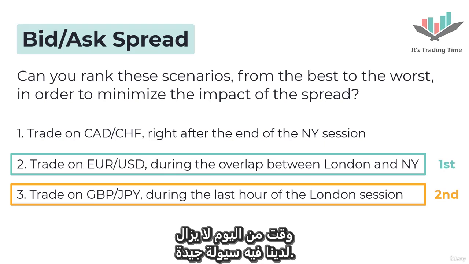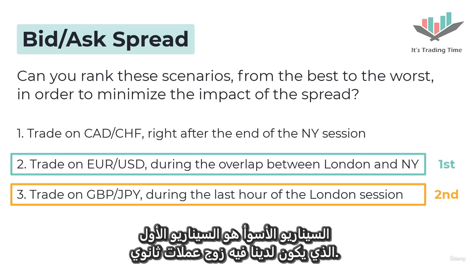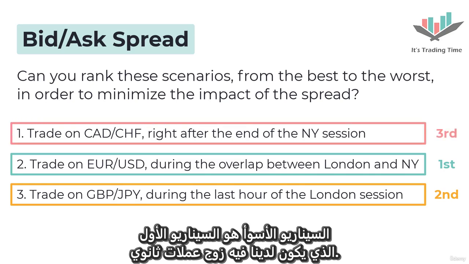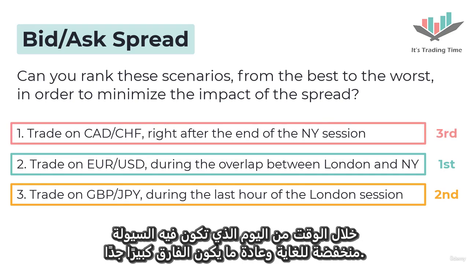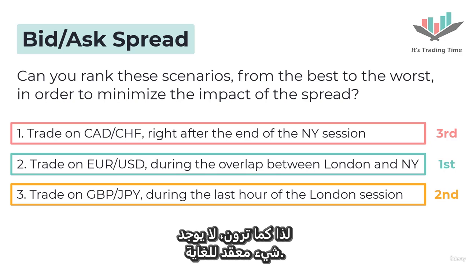during a time of the day in which we still have good liquidity. The worst scenario is the first one, in which we have a minor currency pair during a time of the day in which liquidity is very low and spread is usually quite large.